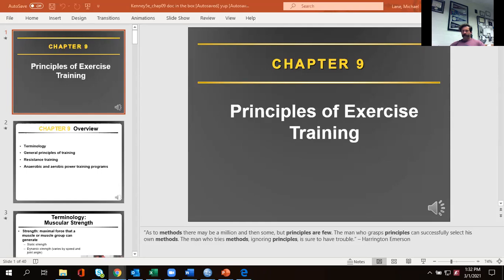I think principles are more of the why you do something and methods are more of how. So there could be a million ways to do something, but the reasons why, there are only a few. So the man who grasps principles knows why you do it and then selects how he does it, but the man who only knows how he does it and ignores why you do it is having trouble.